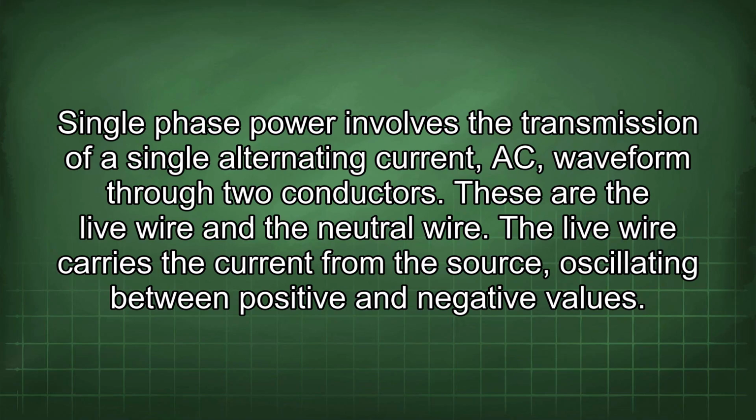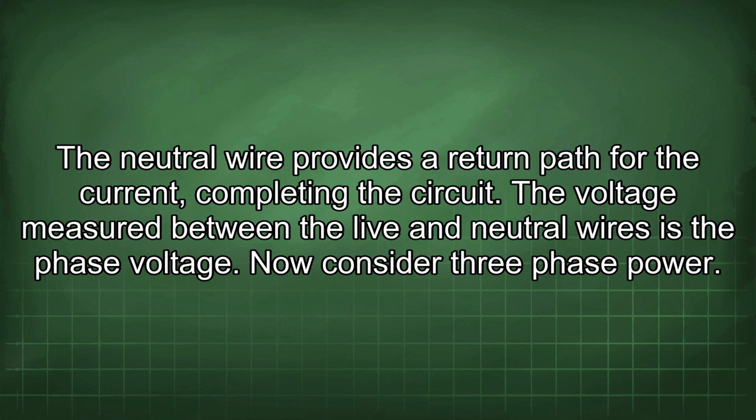Single-phase power involves the transmission of a single alternating current AC waveform through two conductors. These are the live wire and the neutral wire. The live wire carries the current from the source, oscillating between positive and negative values. The neutral wire provides a return path for the current, completing the circuit. The voltage measured between the live and neutral wires is the phase voltage.